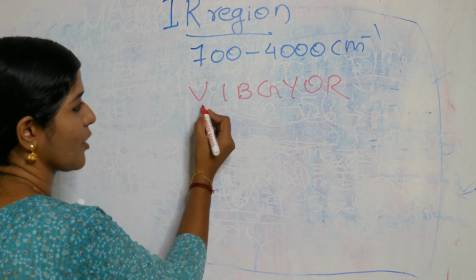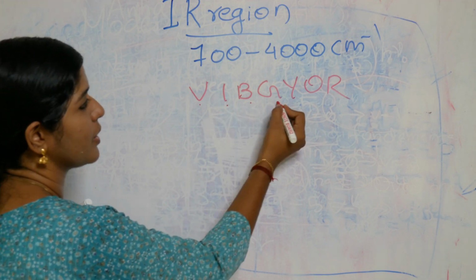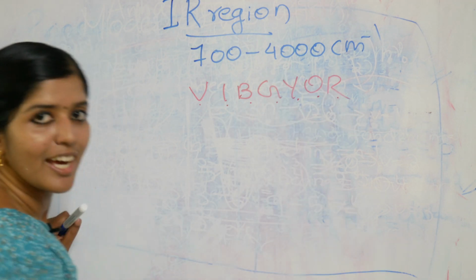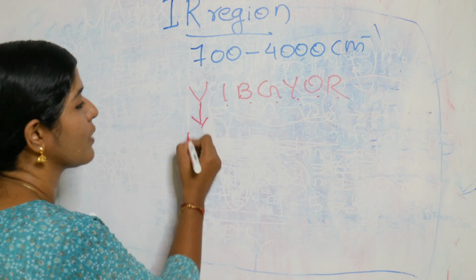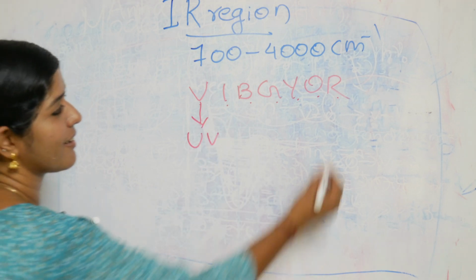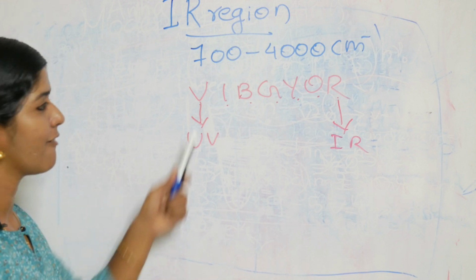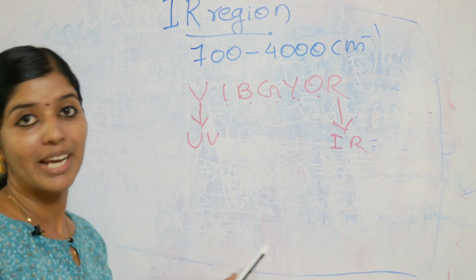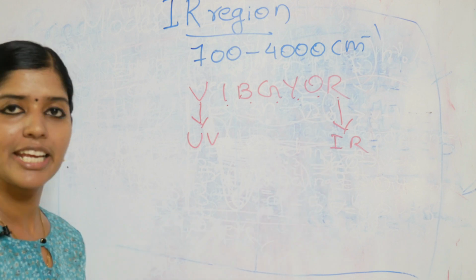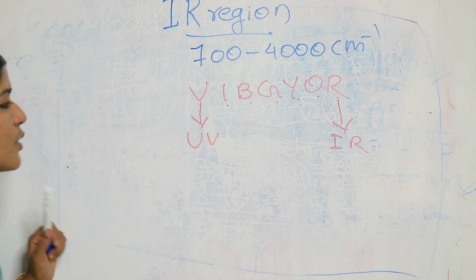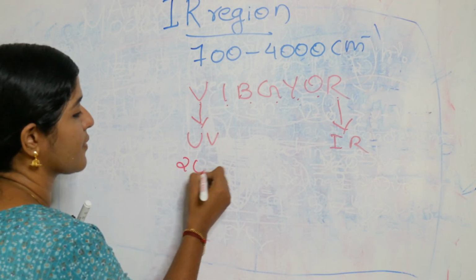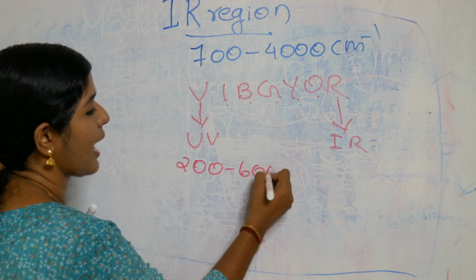So here: violet, indigo, blue, green, yellow, orange, red, right? Violet represents the UV region, and red represents the IR region. Remember it like this: violet represents the UV, ultraviolet region, and red represents the infrared region. So UV always ranges from 200 to 600 nanometers.